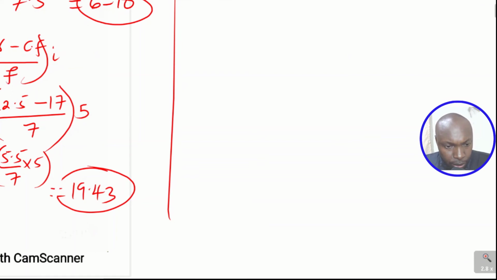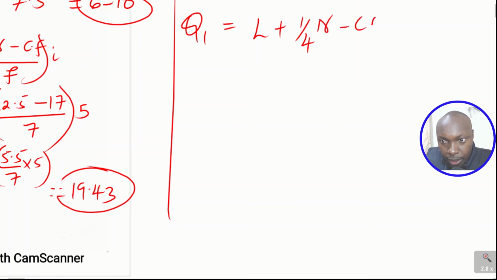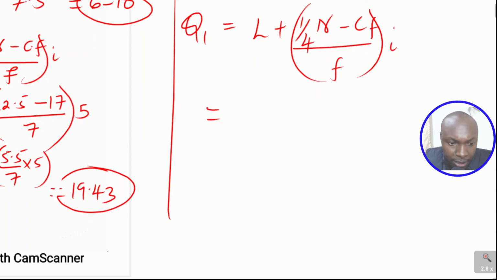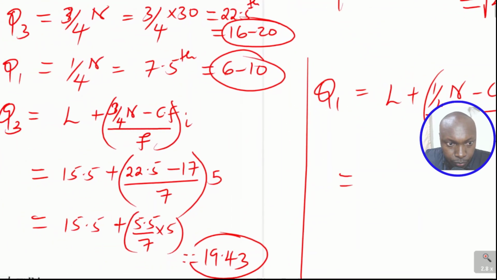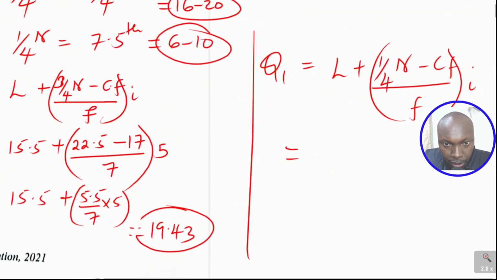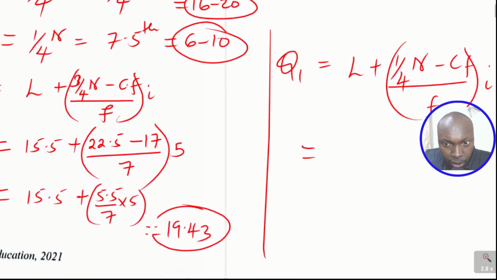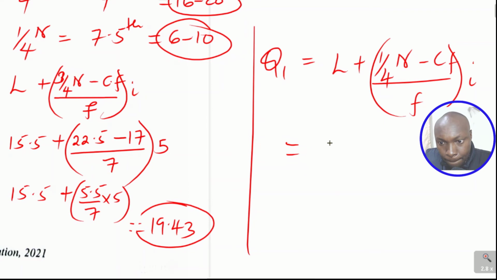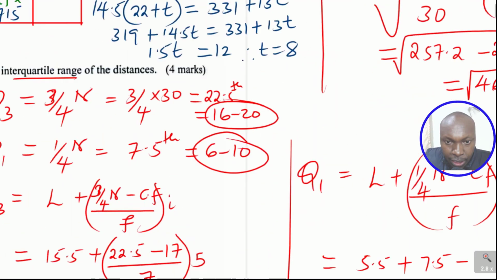Now after getting Q3, let us get Q1. Q1 is going to be given by L plus 1/4 n minus CF, everything divided by frequency, then multiplied by I. In this case, look at the class. The Q1 class is 6 to 10. Since the class is 6 to 10, the lower class limit will be 5.5, because you take 6, subtract 0.5, then plus a quarter n, which you got, which is 7.5, minus CF, the cumulative frequency above that class.